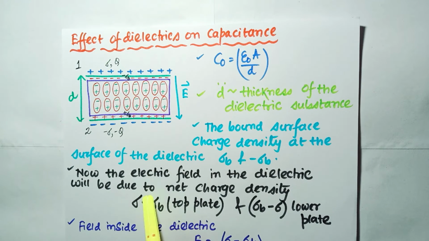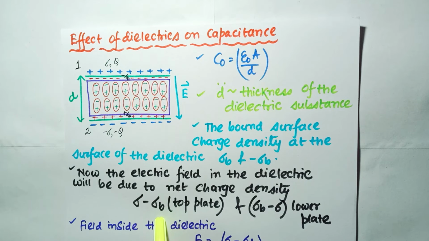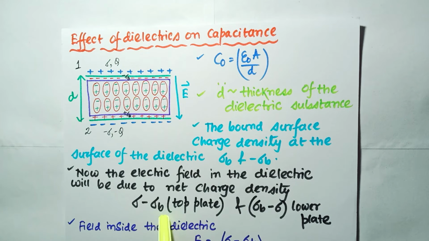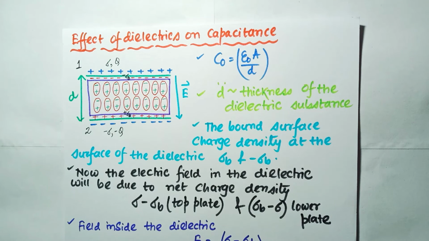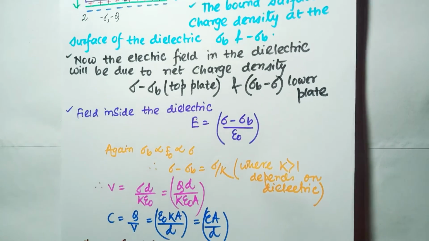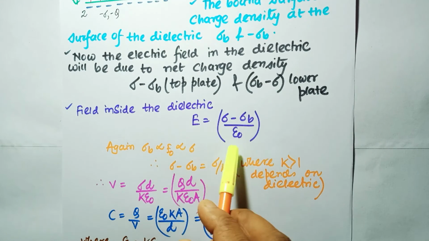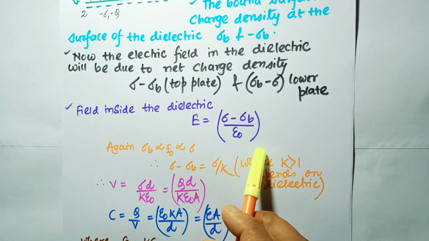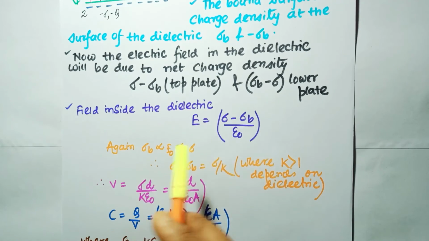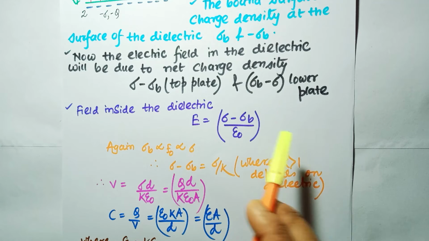Now the electric field in the dielectric will be due to the net charge density. For the top plate it will be sigma minus sigma b, because it was sigma previously there. Now the induced charge is minus sigma b, so the net charge density will be sigma minus sigma b. Similarly for the bottom one, it will be sigma b minus sigma. So the field inside the dielectric is E equal to sigma minus sigma b by epsilon naught. As we have already discussed, it is sigma by epsilon naught in between the two plates.